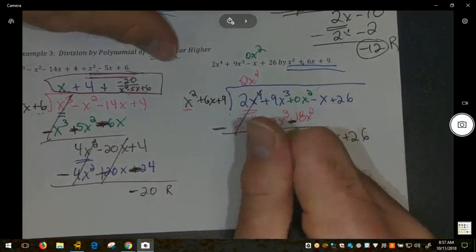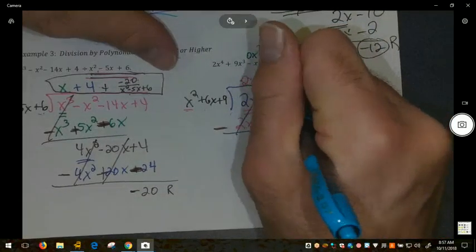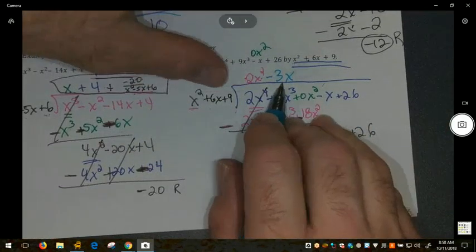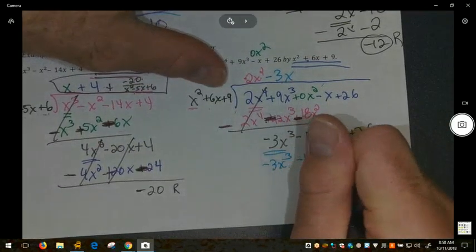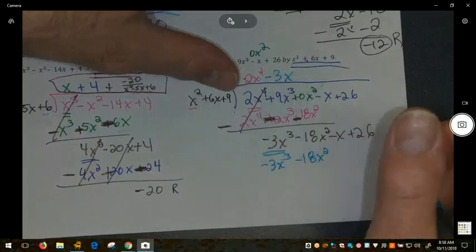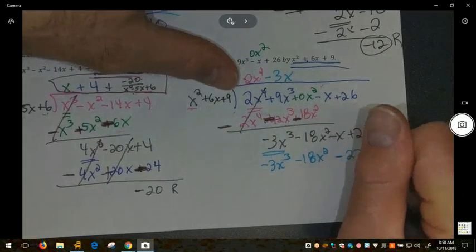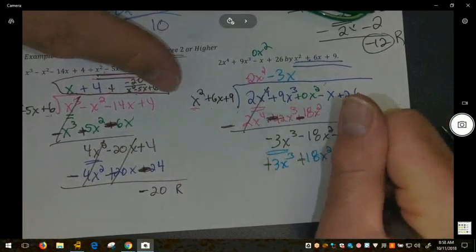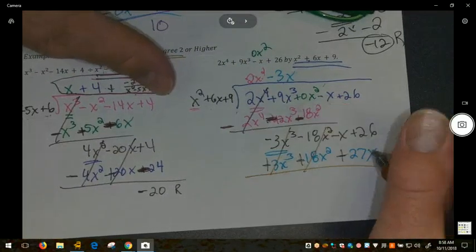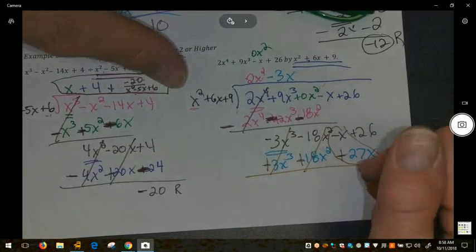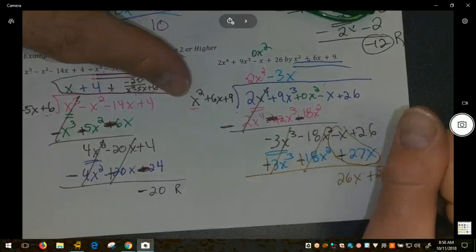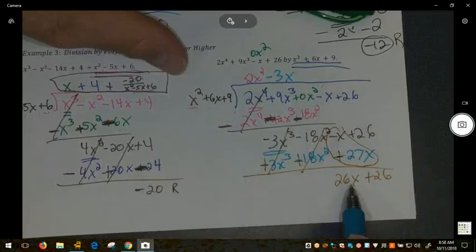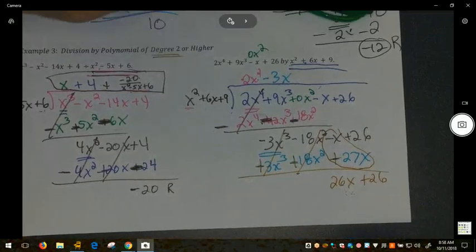Multiplying to negative 3x cubed, we need to multiply by negative 3x. This gives us the negative 3x cubed. We want that to match for now. Negative 3x times positive 6x is negative 18x squared. Negative 3x times 9 is negative 27x. When we change the signs and combine like terms, we're left with, oh, I need to combine those ones, 26x plus 26. x squared cannot multiply by anything to become 26x.